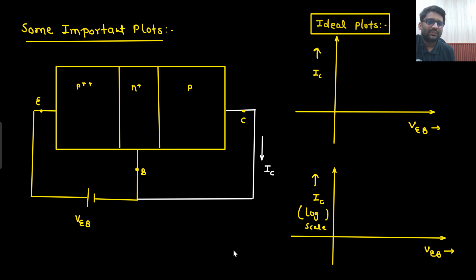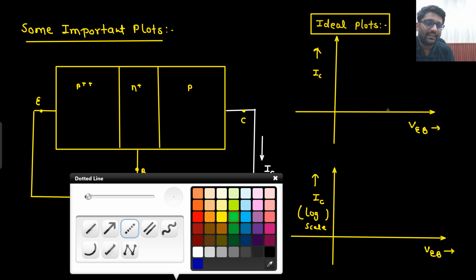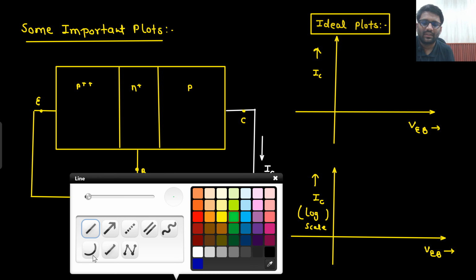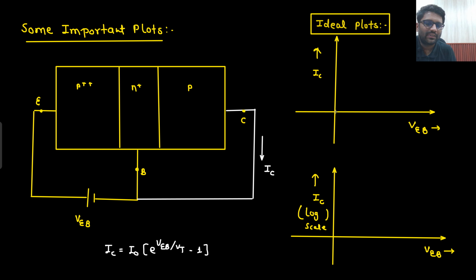Now let's see some important plots. We will see the ideal plot versus the non-ideal plot. So we are only studying non-idealities, right? What was your IC? IC was I naught e to the power VB by VT minus 1. So what do you think the ideal plot will be? IC versus VEB. Okay, here I am writing VB, so it would be VEB. So what will be your IC versus VEB plot? Sir, simply exponential. Initially it will not be exponential, but eventually it will become exponential. This is like a forward bias plot only, no? This is like a forward bias plot.